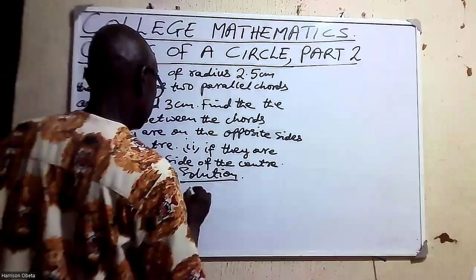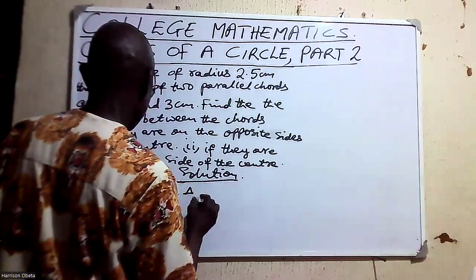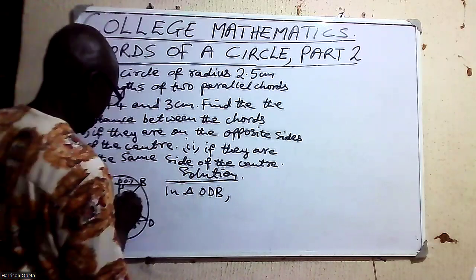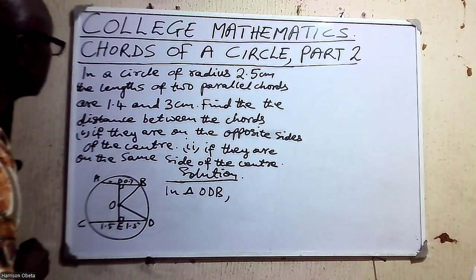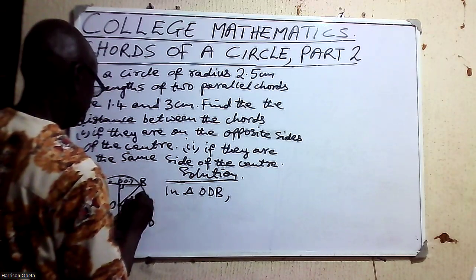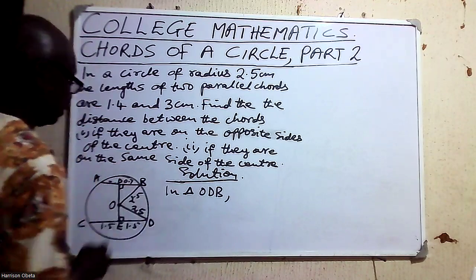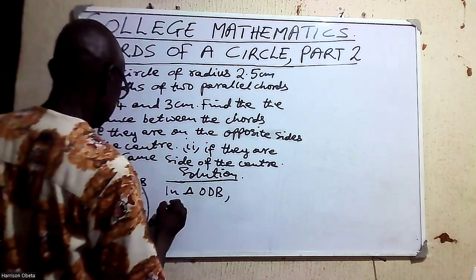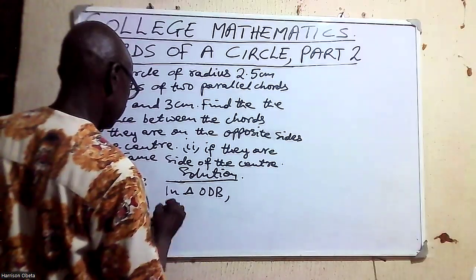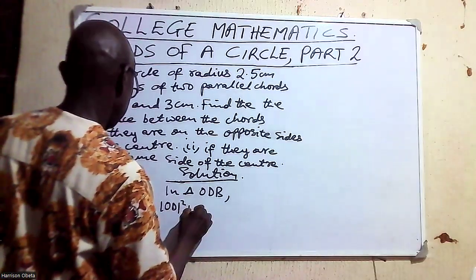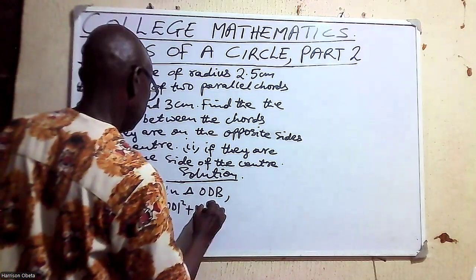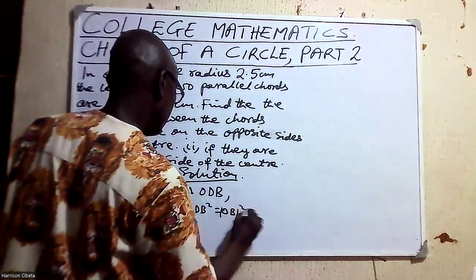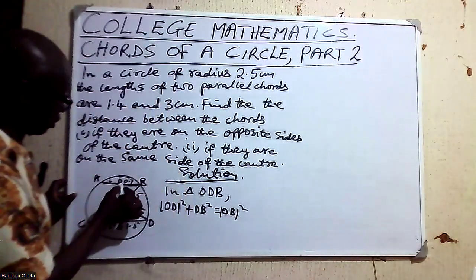In triangle ODB, that is ODB, remember that the radius is 2.5 cm. So in this place we have OD squared plus DB squared is equal to OB squared. That is from here to here plus from here to here equal to this.